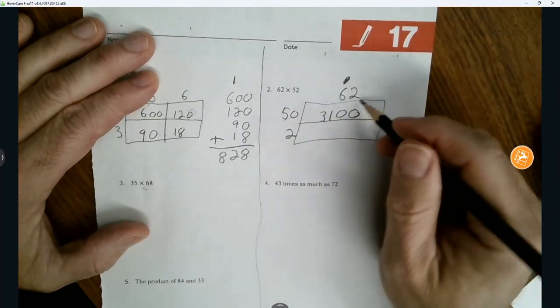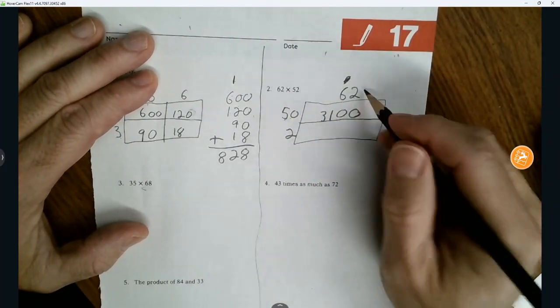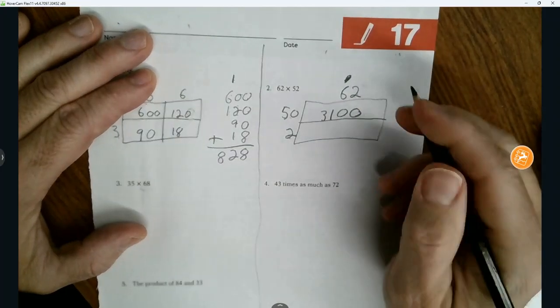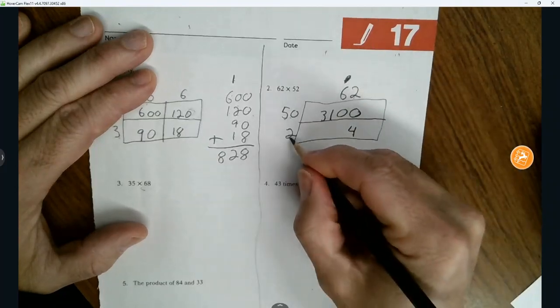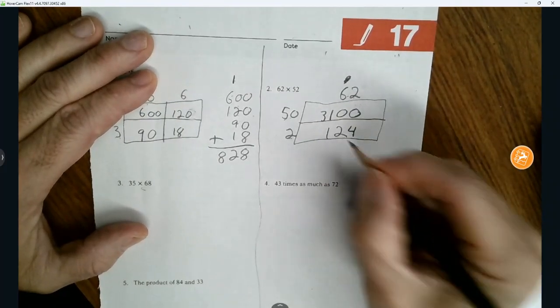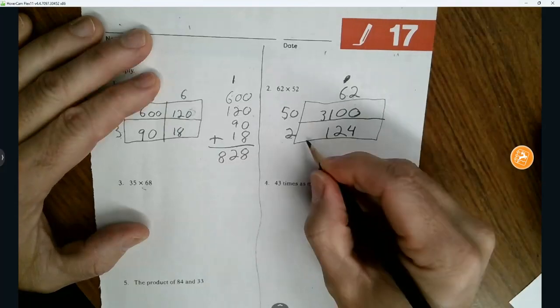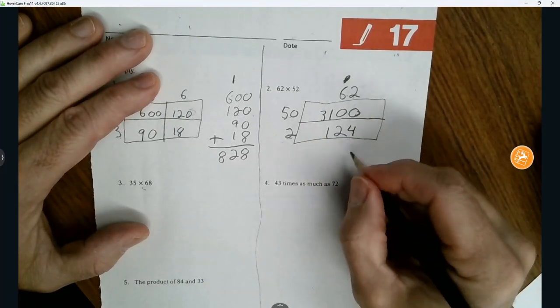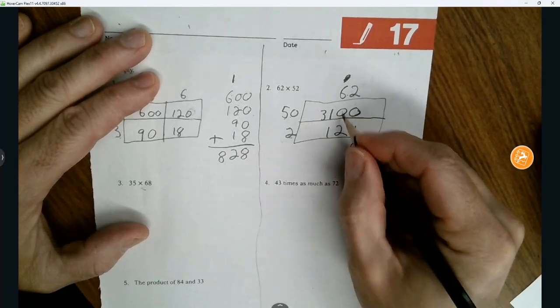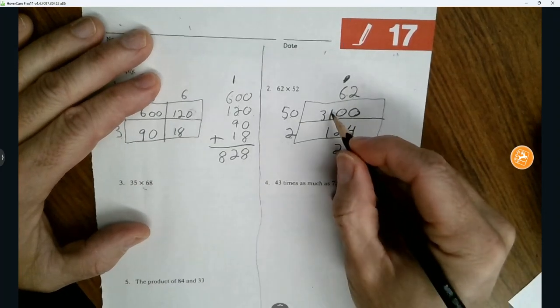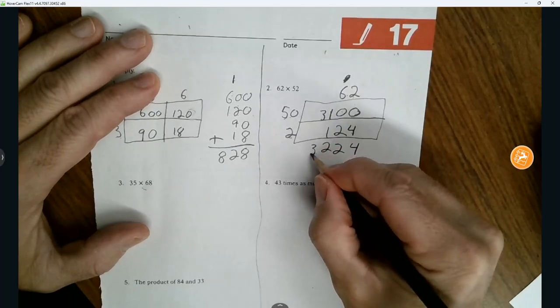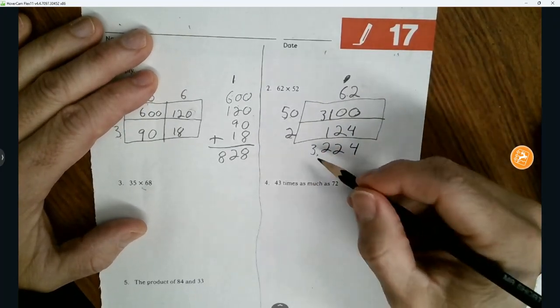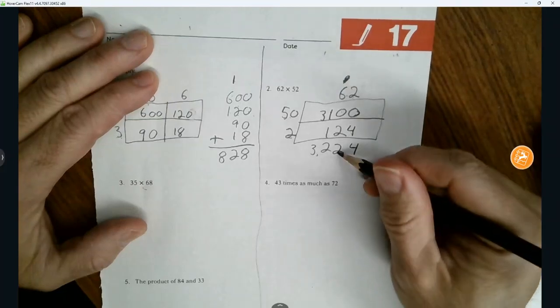Now, just get rid of that in case we got to do something else with it. So now we go down. 2 times 62. There's no 0, so 2 times 2 is 4. 2 times 6, 12. Add this up. 0 plus 4, 4. 0 plus 2, 2. 1 plus 1, 2. 3 plus nothing, 3. So our answer is 3,224.